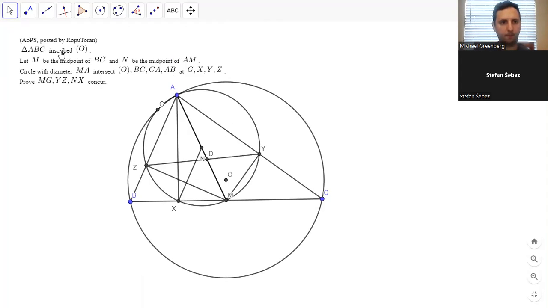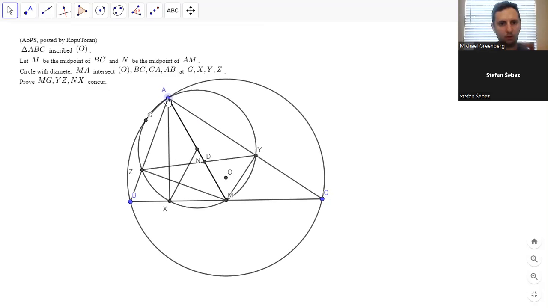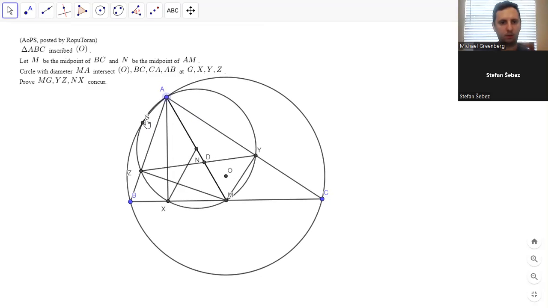Okay. So MG. So do you notice that G is the Q point of ABC? Oh, by the same argument that we were saying for the last problem? Well, kind of. I mean, yeah, this is well known. Angle AGM is 90 and the orthocenter. Yeah, it's well known. So, you should draw in the orthocenter. Okay.